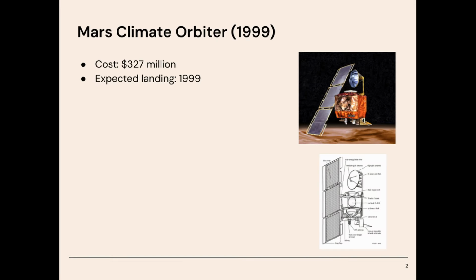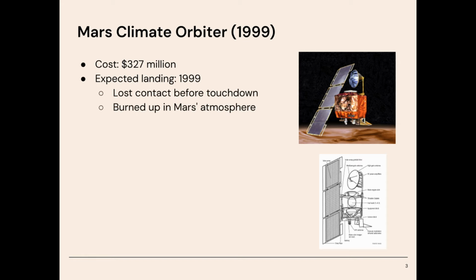On September 23, 1999, NASA's Mars Climate Orbiter, after nearly a year-long journey across 400 million kilometers of space, was set to slip into Martian orbit. It was a groundbreaking new mission to study Mars's atmosphere and climate. But as the spacecraft descended, communication with it was suddenly lost. And just minutes later, NASA realized the worst-case scenario. The $327 million orbiter had been destroyed in the Martian atmosphere.